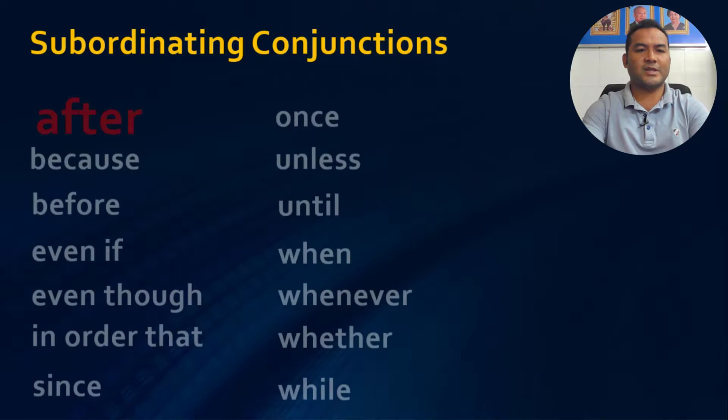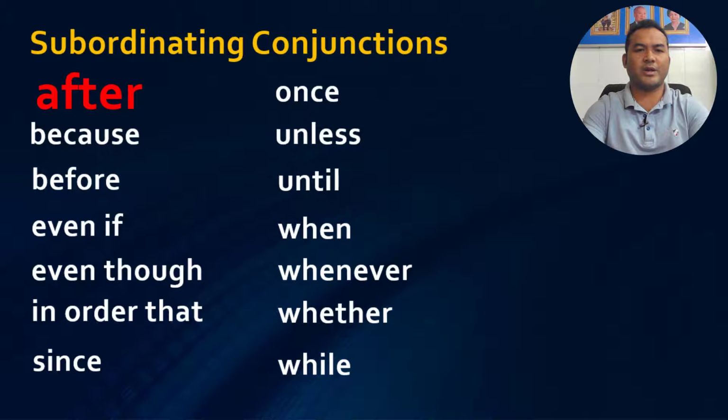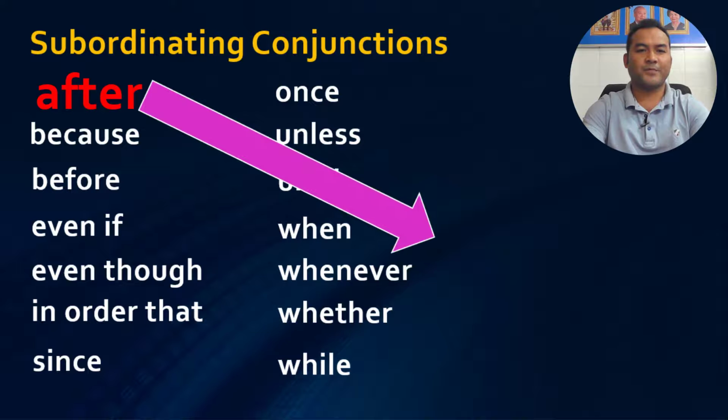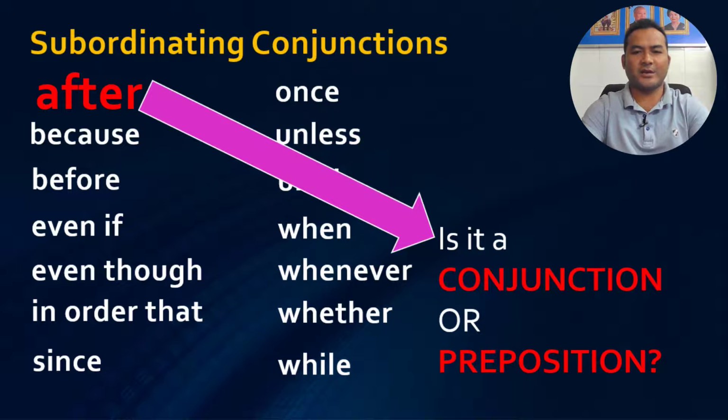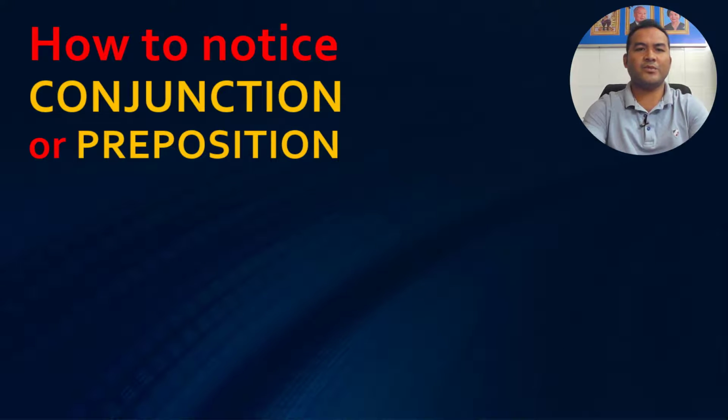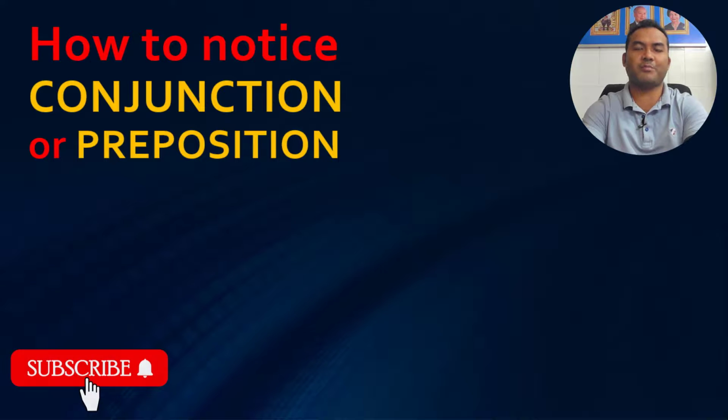Here we are going to study more about subordinating conjunctions, starting with after, and we are going to show an example with the subordinate conjunction after. In here, is it a conjunction or a preposition? After we usually call a preposition, but sometimes it functions as a conjunction. So now look at the sentences.